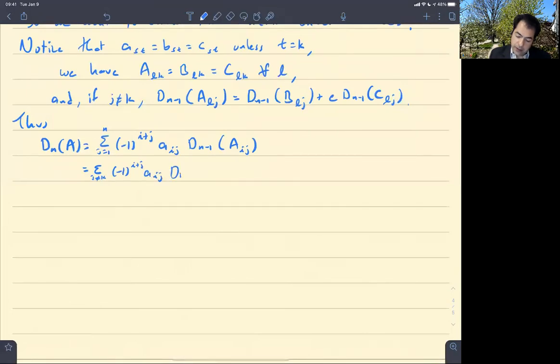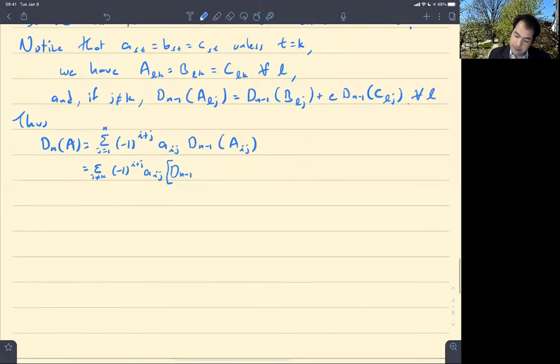If j is not equal to k, then we have this property, and this, I should have said, is for all l. In particular, D_{n-1} of A_ij is equal to D_{n-1} of B_ij plus e times D_{n-1} of C_ij. That takes care of all of the terms of this sum where j is not equal to k.